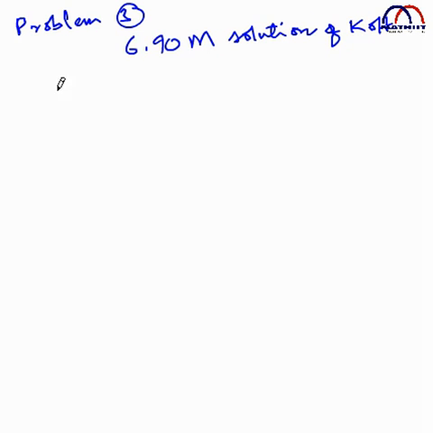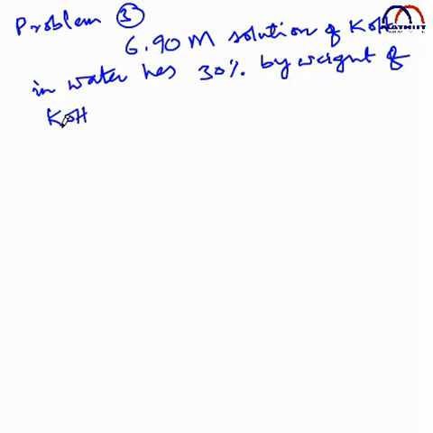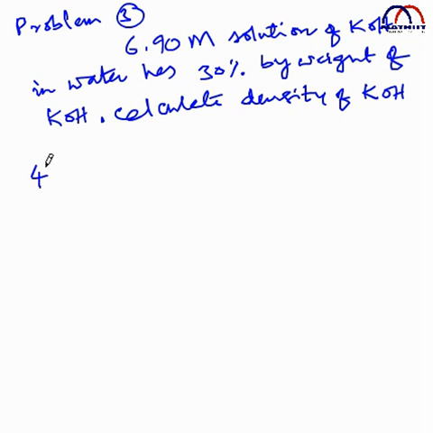That is the third problem I am giving you, problem number 3. A 6.90 molar solution of KOH in water has 30% by weight of KOH. Calculate the density of KOH.